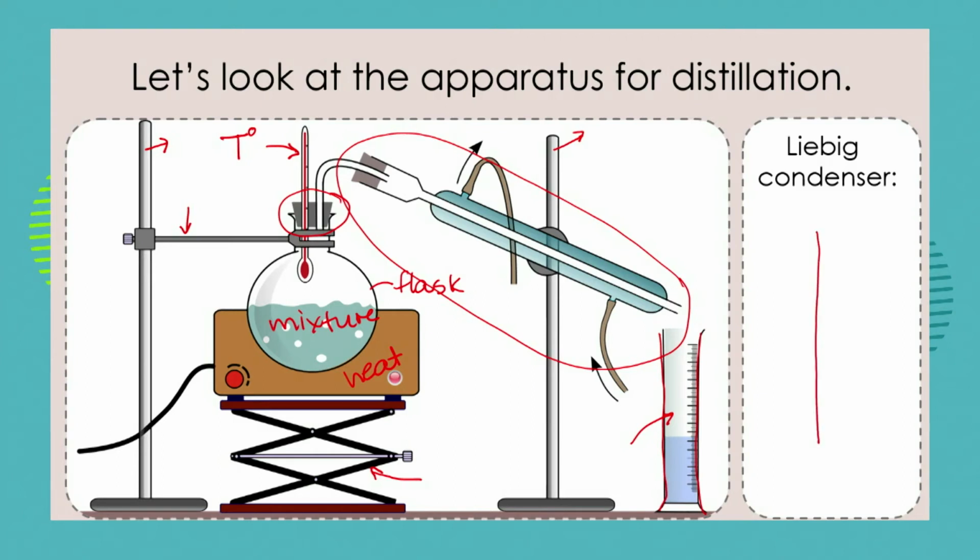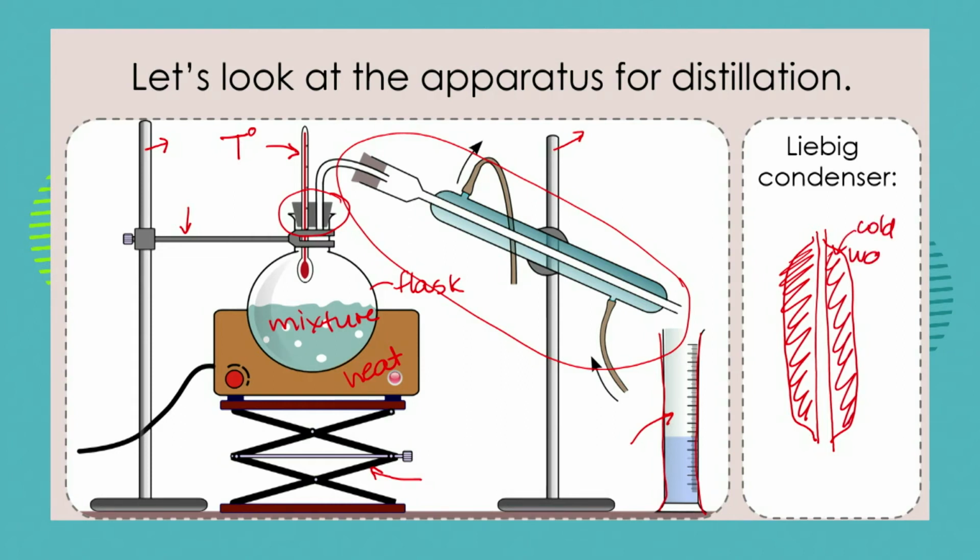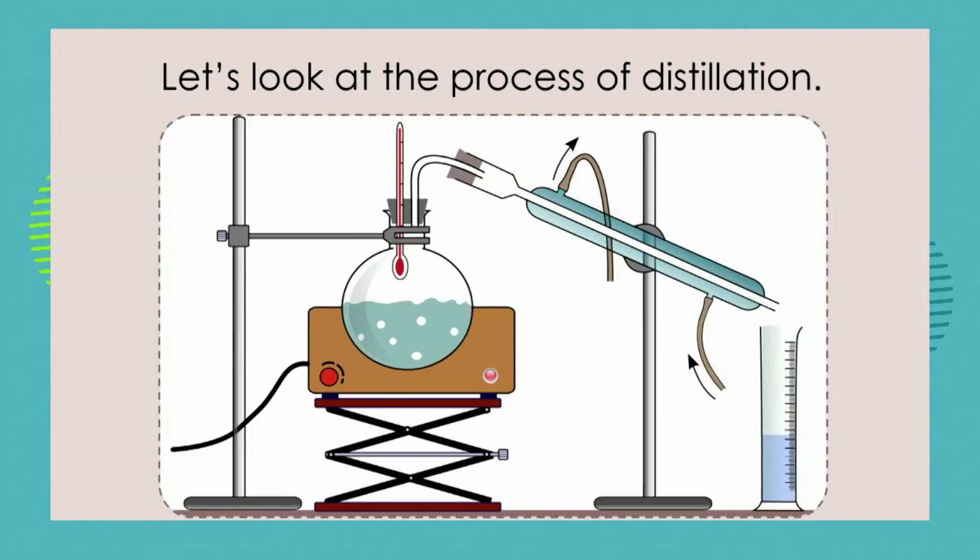We've got a tube that is hollow, and that tube is inside another tube, and in the outside glass cavity we're going to have cold water. So we can see that we've got cold water coming in, and we're going to be able to circulate the water so that we keep the water cold, and we're going to have our process of condensation happening inside this container, the Liebig condenser. So let's look at the process.